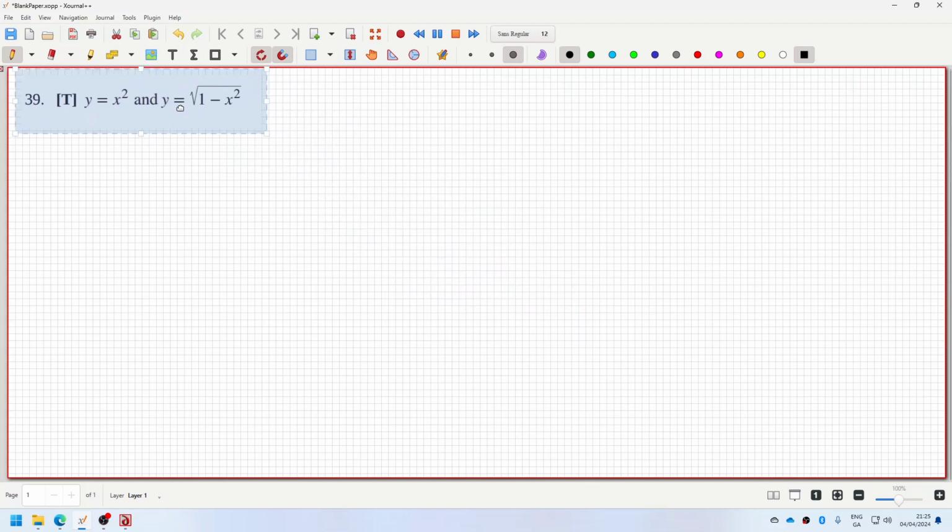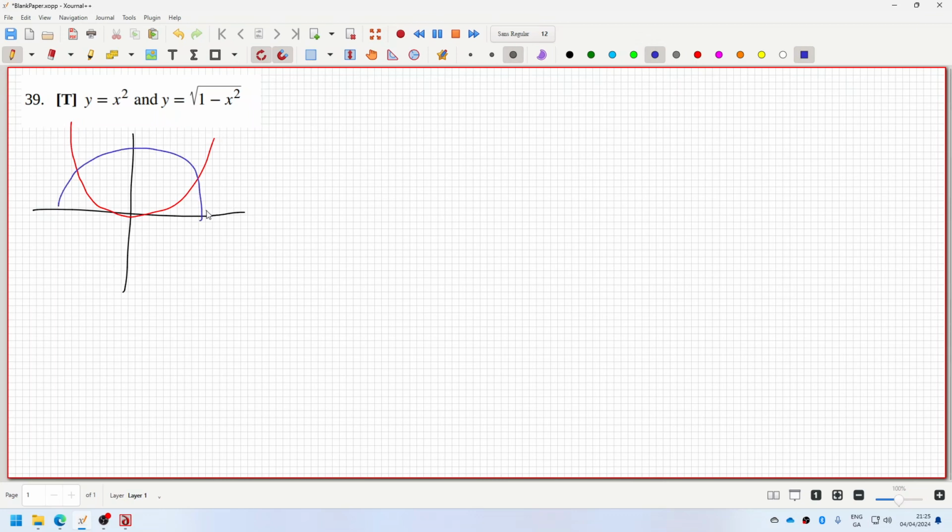Okay, this is actually quite a tricky question. So if you graph this, this would be y equals x squared. And then you have a semicircle. That's 1. It's minus 1. And we'll have to figure out these points of intersection.